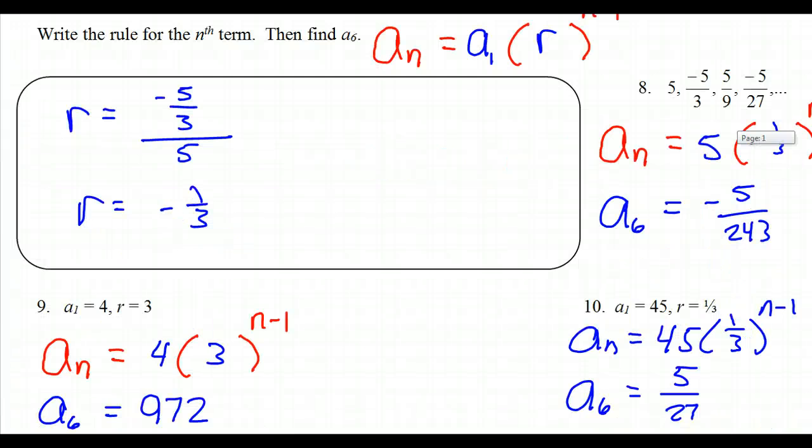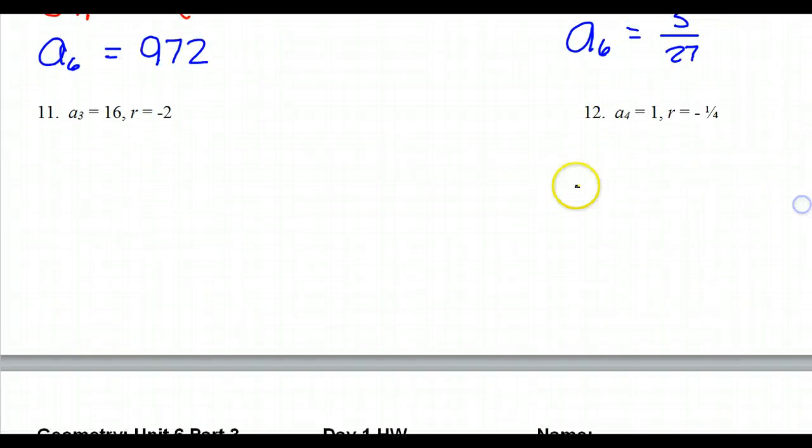In the next video, we're going to look at some problems where you're not given the sequence and you're not given the first term either. So we're going to find out how to write the rule for a geometric sequence if we're given any term and the common ratio.